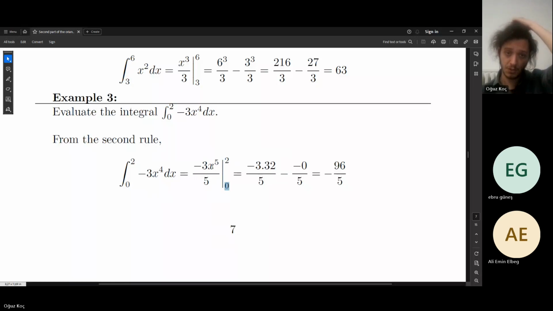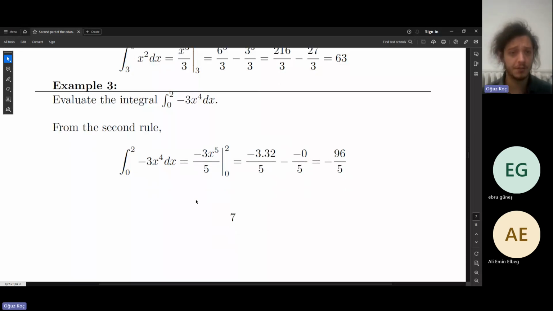limits into the function. We get minus 3 times 32 over 5 minus 0 over 5, and it gives you minus 96 over 5.